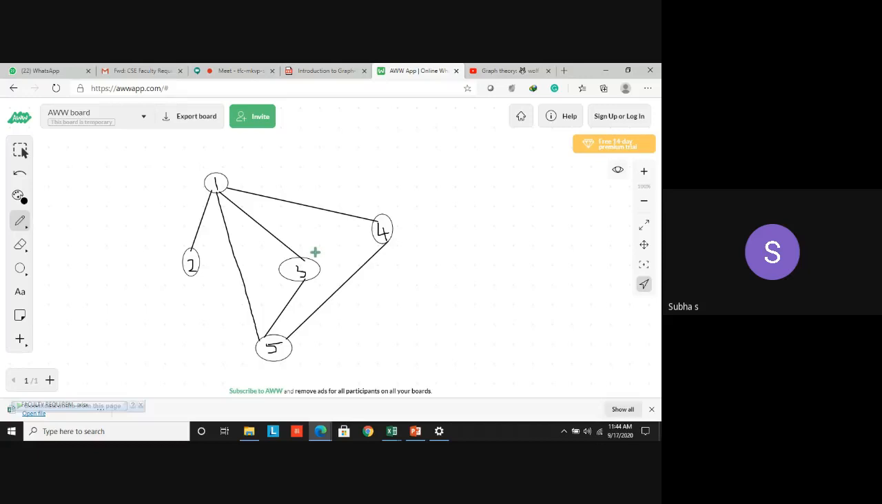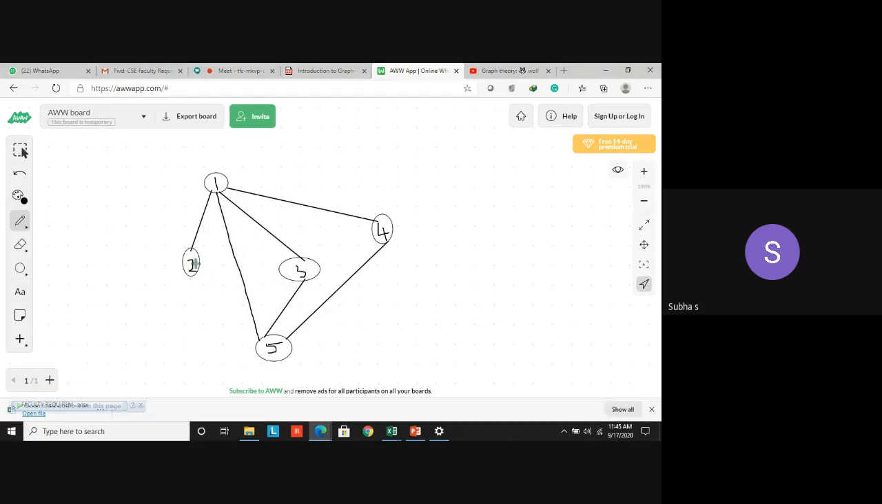Got it? From one vertex, edges must go to all other vertices; only if they are connected is that called a complete graph. Okay? So now for 1, 2 is connected, 5, 3, 4 connected. Similarly, you have to check for all other nodes. Then only your graph will become complete.